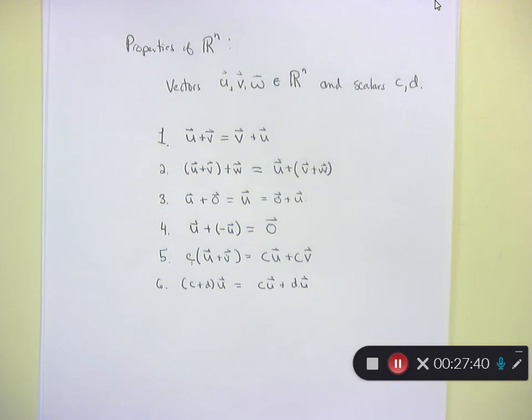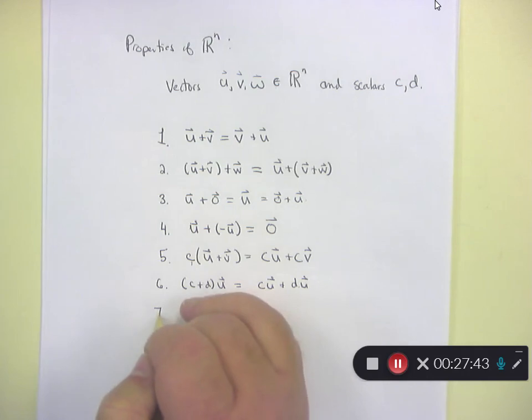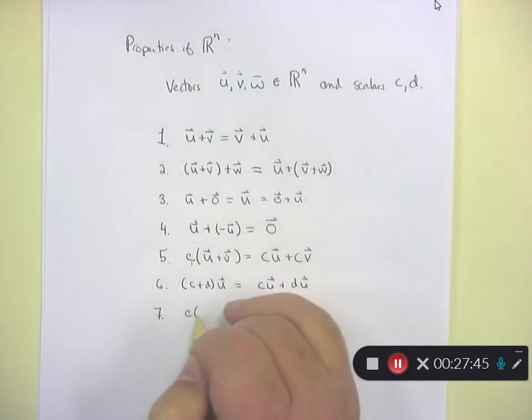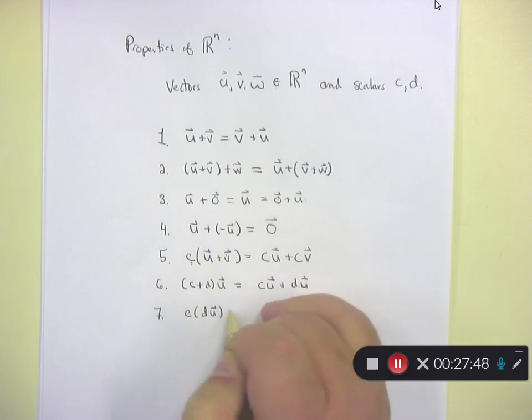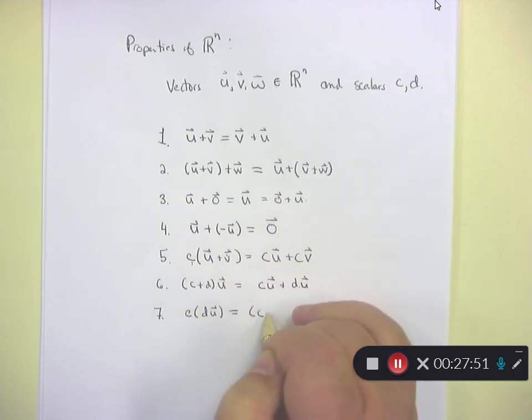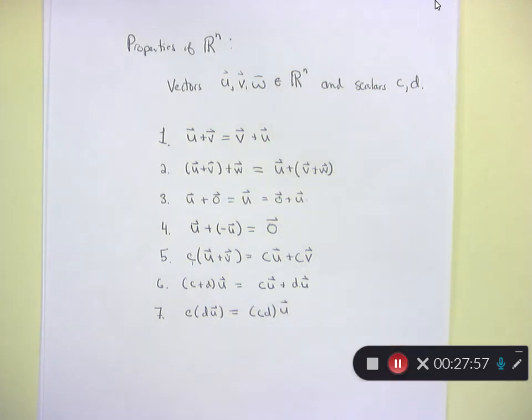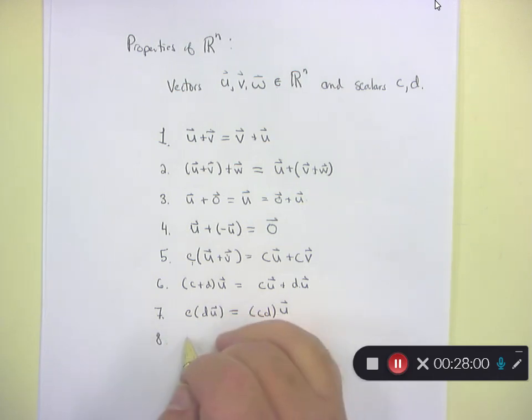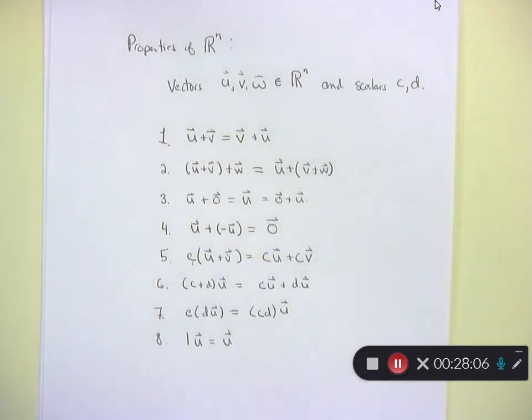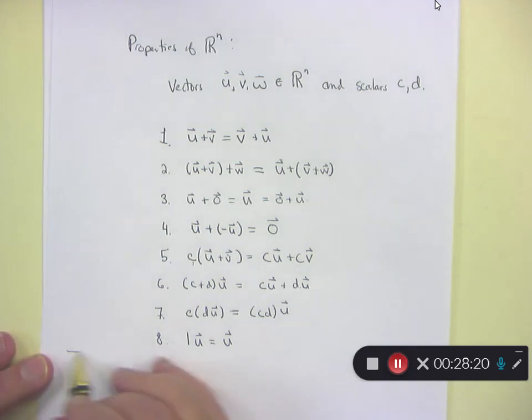Does that make sense? And property number 7, if you take one scalar and multiply it times another scalar times vector U, that's the same thing as just multiplying the two scalars C and D together and then multiplying it times vector U. Number 8, if you multiply the scalar 1 times vector U, you pretty much get vector U back again. Scaling 1 is not really scaling, you get the exact same vector back again. Now, again, this is where you start getting into the heavy definition stuff.